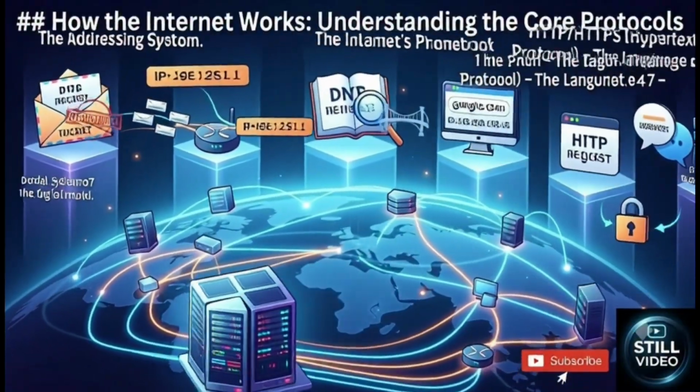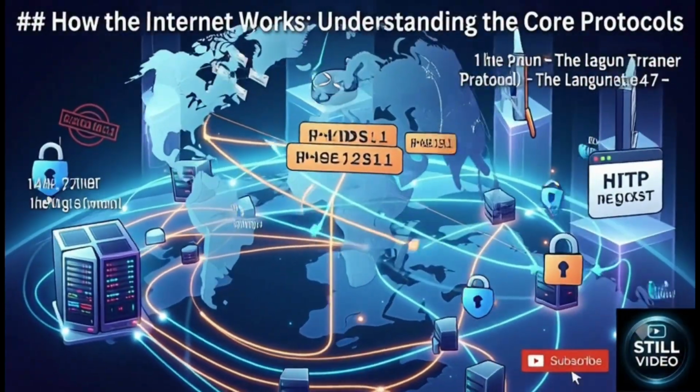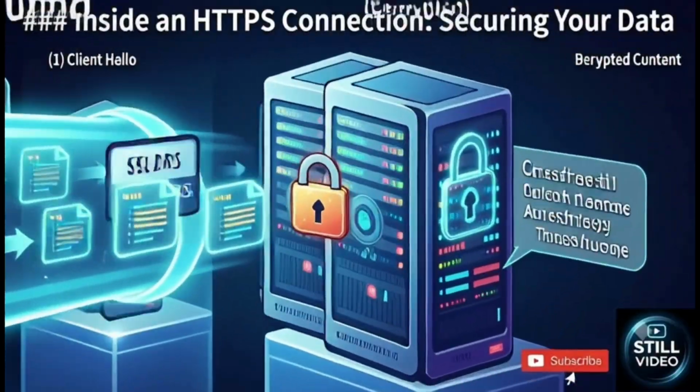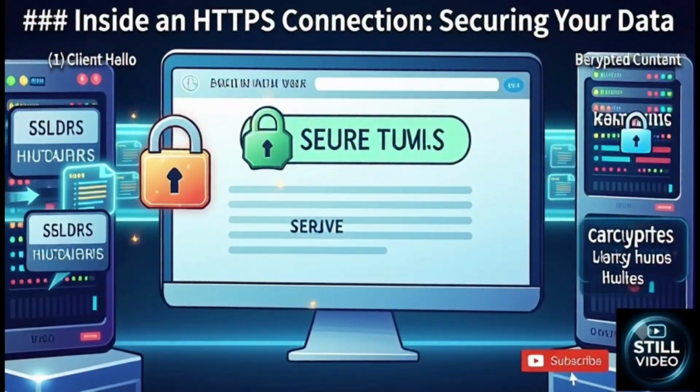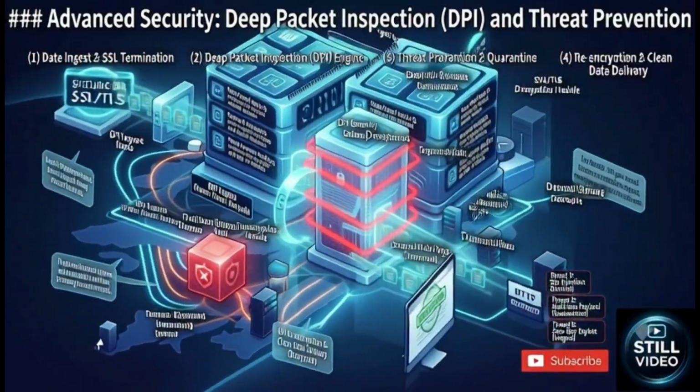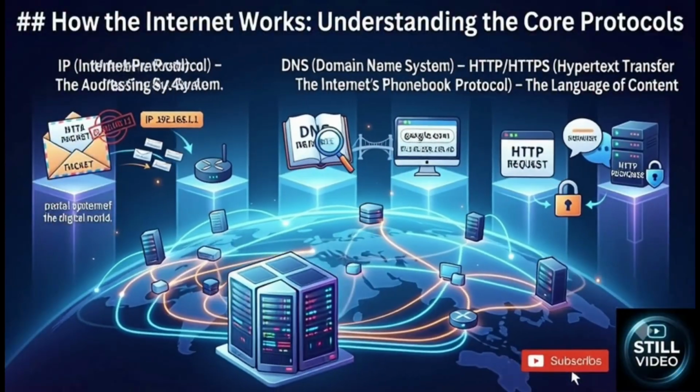How it works. When you type a URL into your browser, your computer sends a request to a DNS server. The server looks up the domain name in its database and returns the corresponding IP address, allowing your browser to locate the server hosting that website.